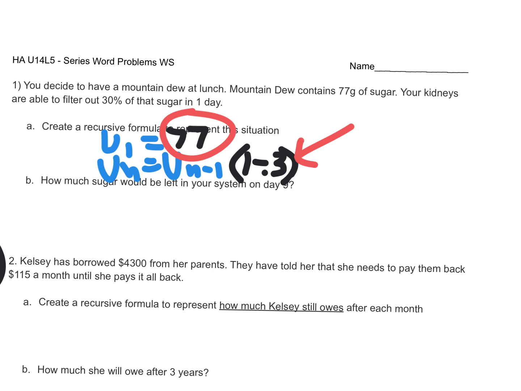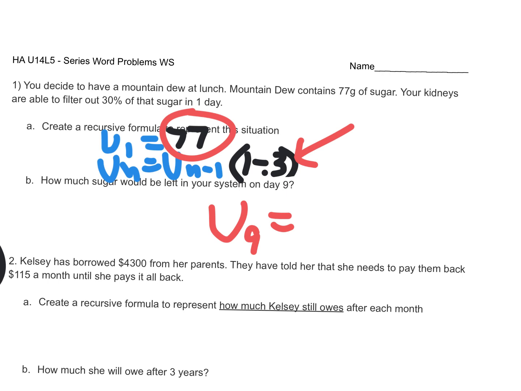Now it wants day 9, sorry. Does that sound like a sum, or does that sound like I want the 9th term? Do they want all of the days added up? Then it's not a sum. Sum would be if all the days added up. This is a U sub 9 question. So look on your sheet.